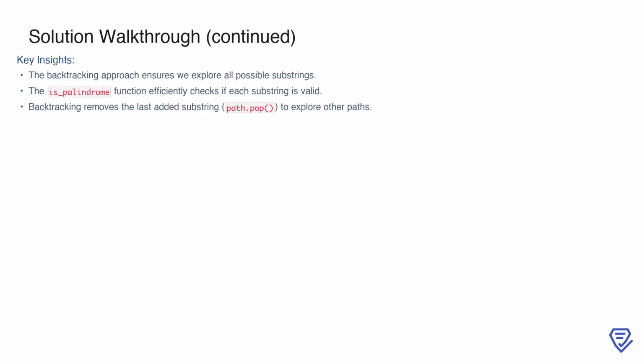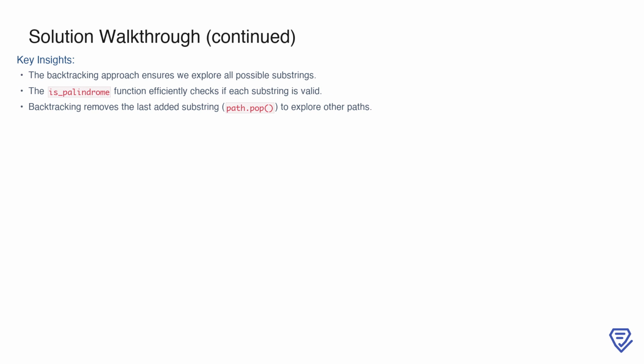In the case of AAA, we explore partitions of increasing size. Single character partitions, like [A, A, A], are valid since each is a palindrome. Next, two character substrings, such as AA, also form palindromes, leading to partitions like [A, AA] and [AA, A]. Finally, the entire string AAA is a palindrome itself, resulting in the partition [AAA]. The final results for this example are [A, A, A], [A, AA], [AA, A], [AAA].